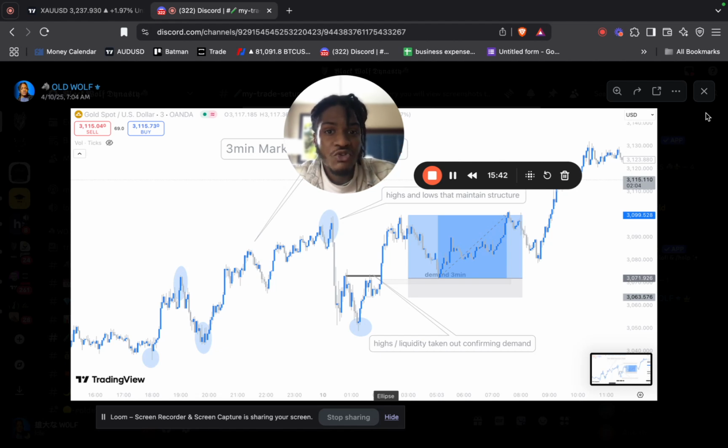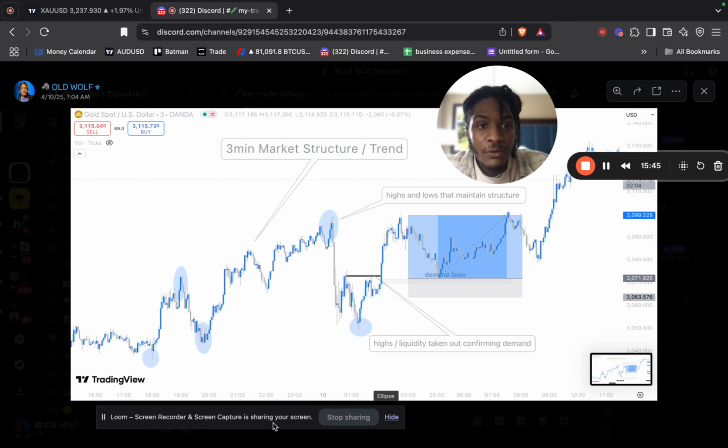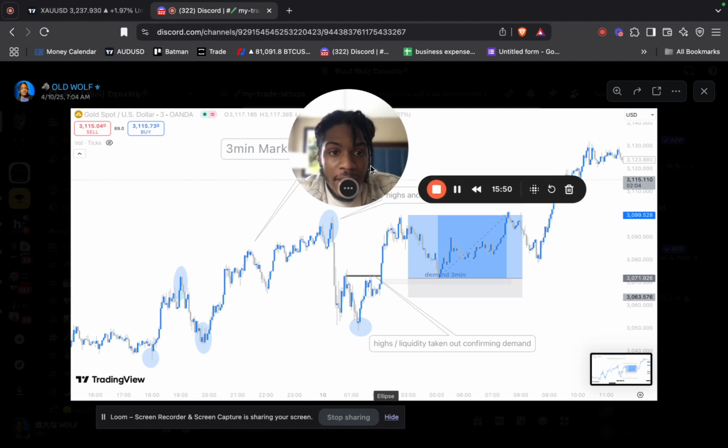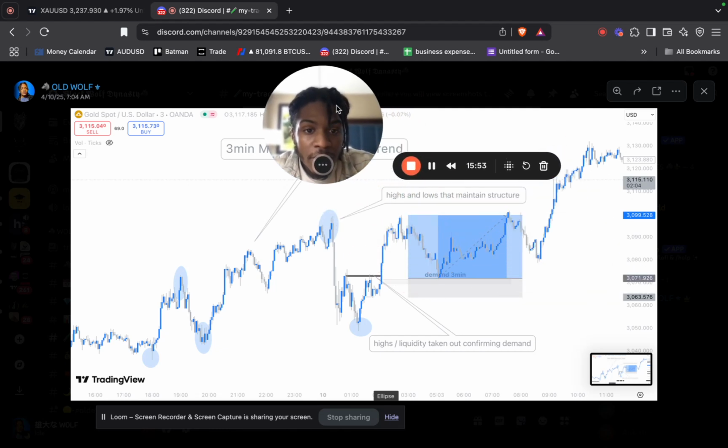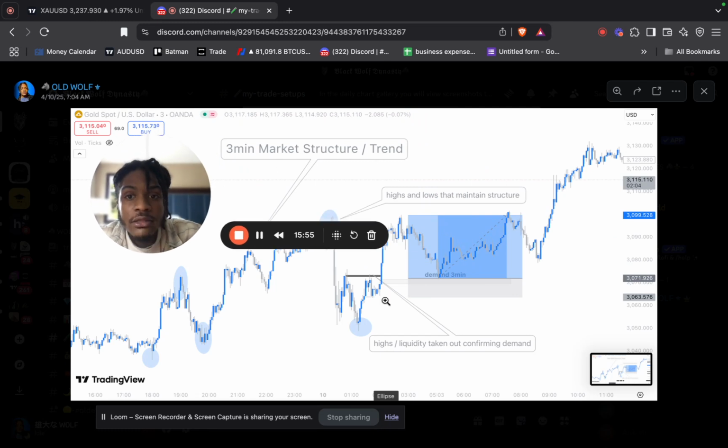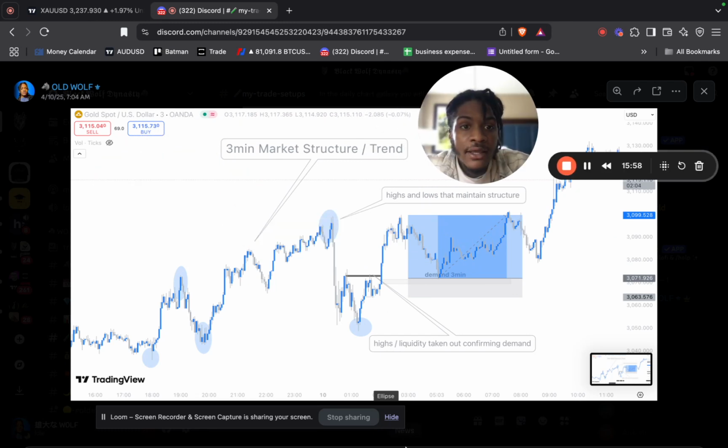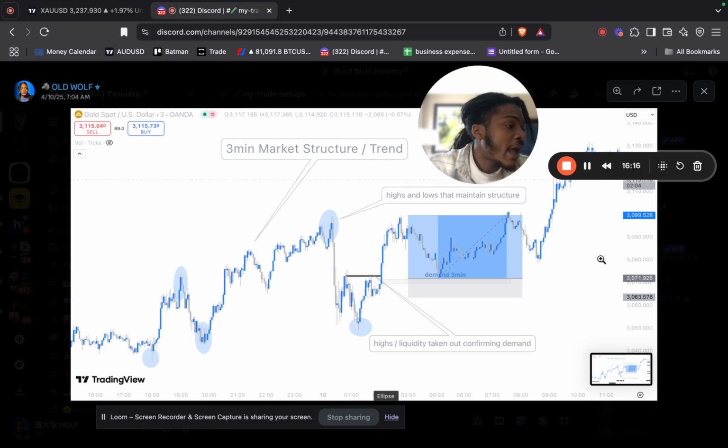And not only do you see my trade setups, you see how I entered, you see it labeled: 3-minute market structure trend, highs and lows that maintain structure. Okay, you see that high, liquidity taken out, confirming that demand, 3-minute. And all these, I give these little bubbles that label everything that's happening inside the market, so you can see what was happening in my mind and how I trade. Seeing these visual representations and these screenshots helps your brain train to trade like me, if that is what you want, because there's other traders in my group that have their own strategy and trade like that. And that's the free part of my group.